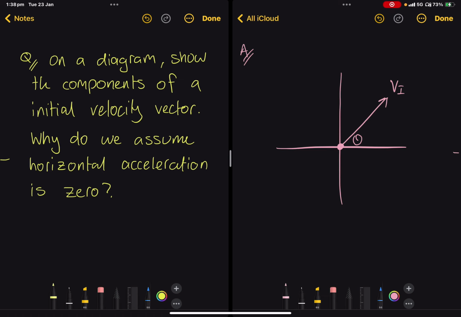Well, there are two components here. There is a horizontal component. I might change color to do these. We have a horizontal component going this way. This is the velocity vector which we often refer to as V initial in X.